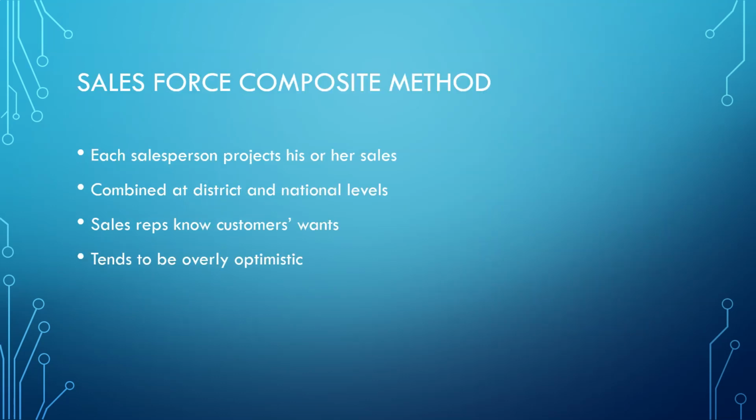The third qualitative method is Salesforce composite, where each salesperson projects his or her own sales. The sales will be combined at district and national levels. Since sales representatives interact directly with the customer, they know what the customer wants. They know their customers. They know the behavior of the customer. The problem with this method is that it tends to be overly optimistic, and the sales might be inflated by the salesperson or the district manager while it's not.